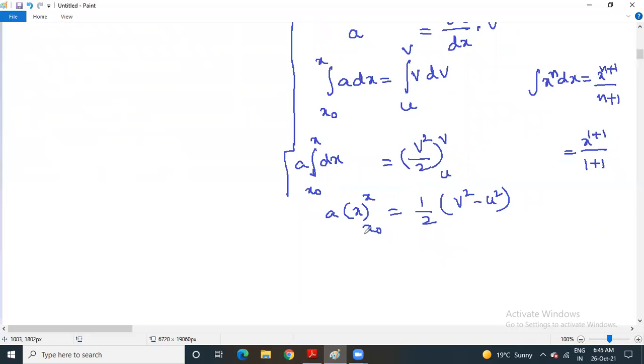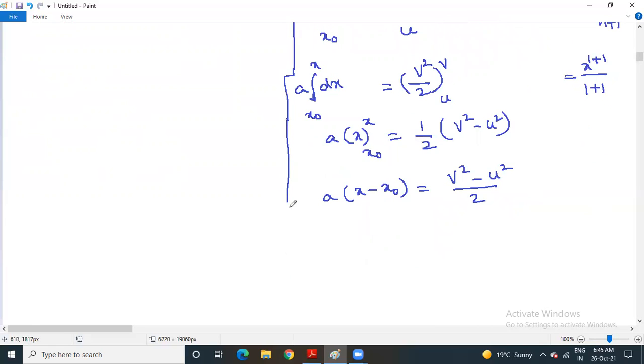So therefore a into x minus x naught is equal to v square minus u square by 2. So you can write one more step here. 2a into x minus x naught is equal to v square minus u square. So you can treat this x minus x naught as, sorry, I forgot to write a. x minus x naught as a displacement. So you'll get v square minus u square equal to 2as.